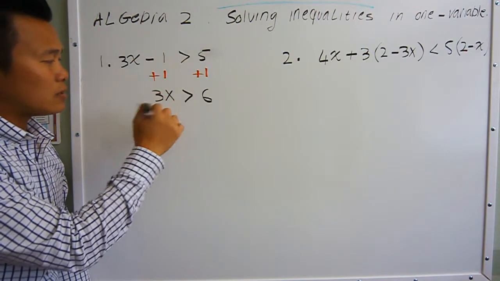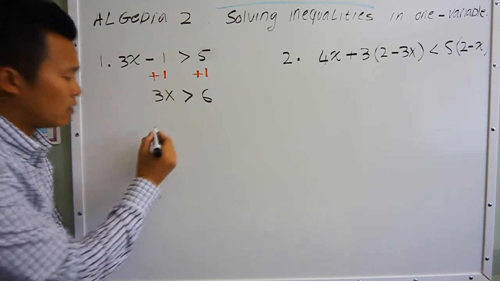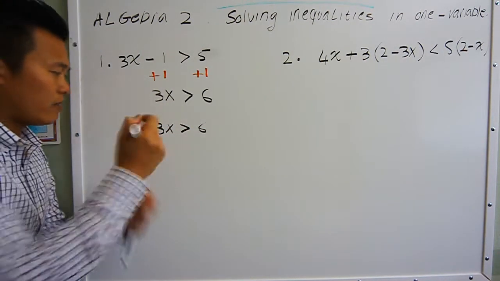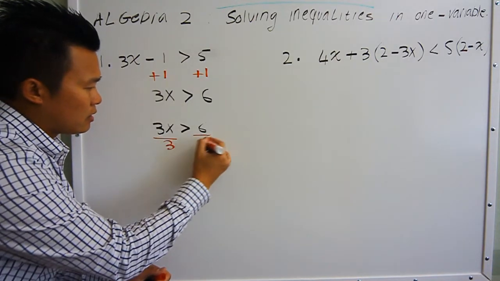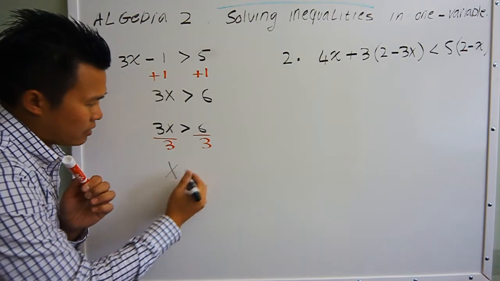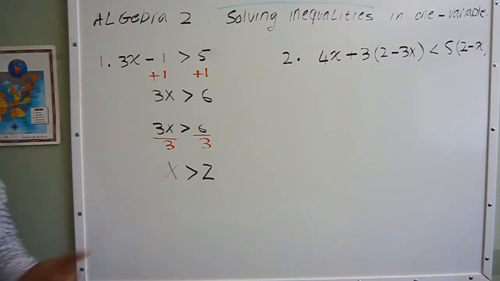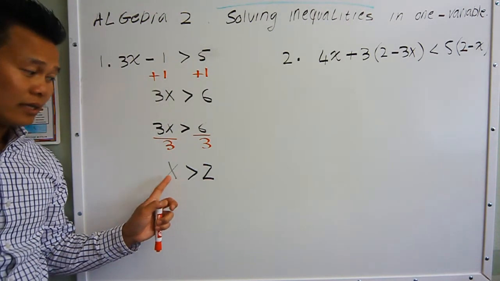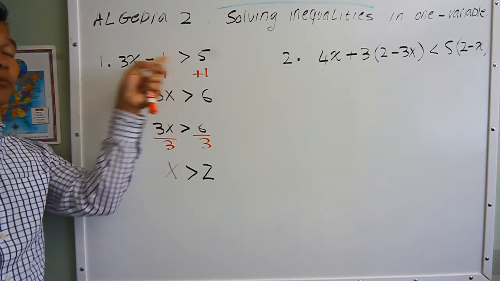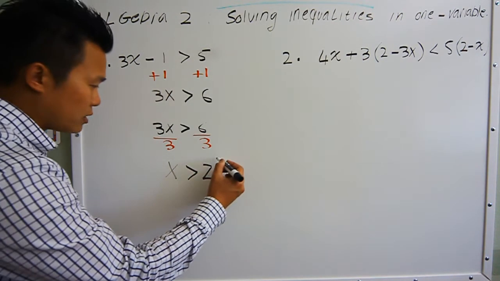The next step is to divide both sides by 3 so that the 3 goes away and x is by itself. So 3x greater than 6, and then we divide both sides by 3. Notice that x now is bigger than 2. That's your solution. As long as you pick any x value that's bigger than 2, then this statement will be true. So this is our solution.